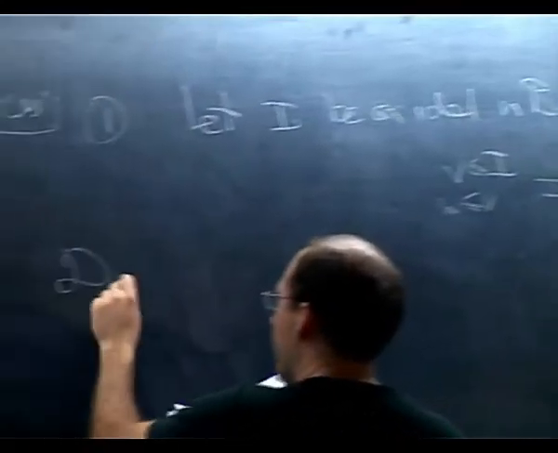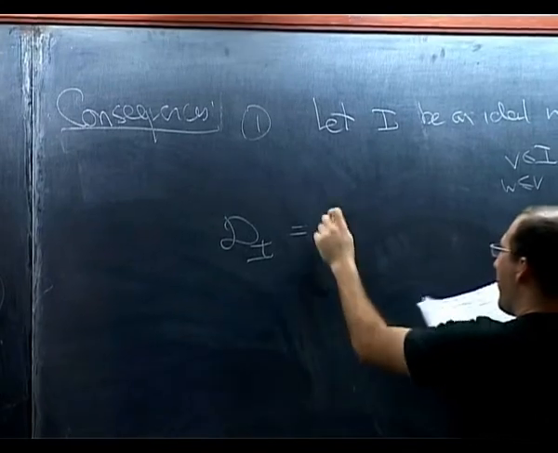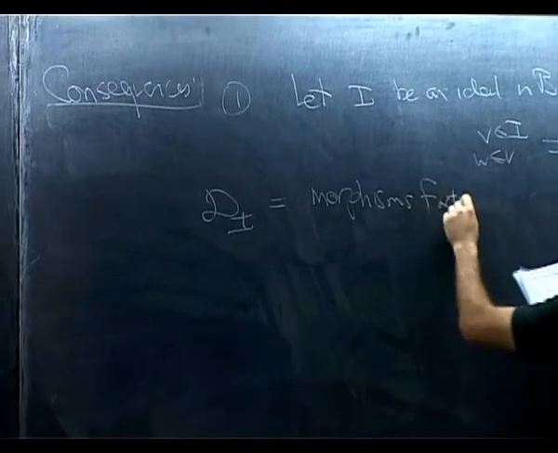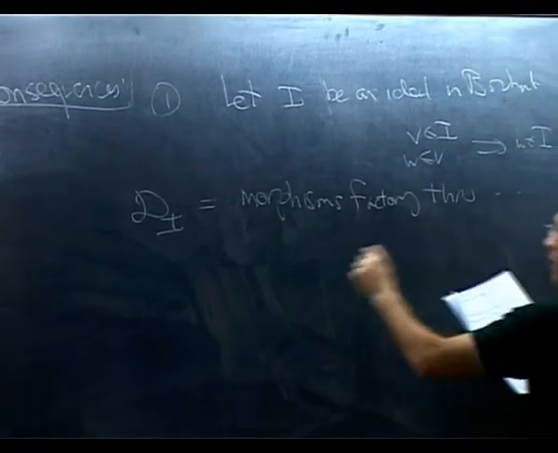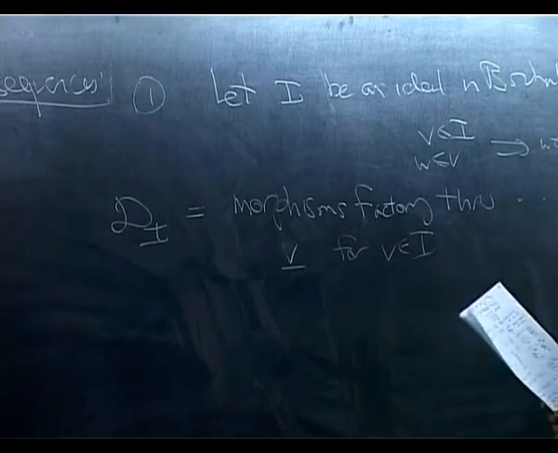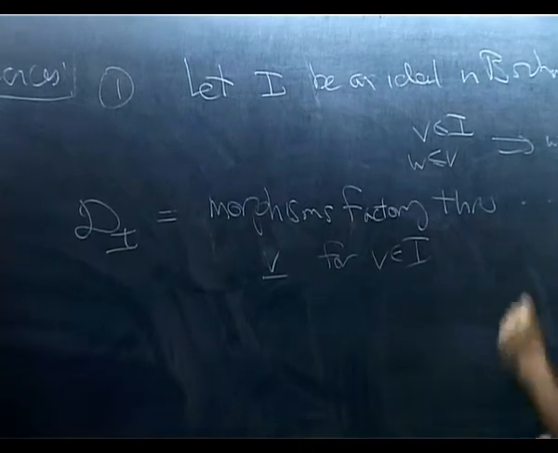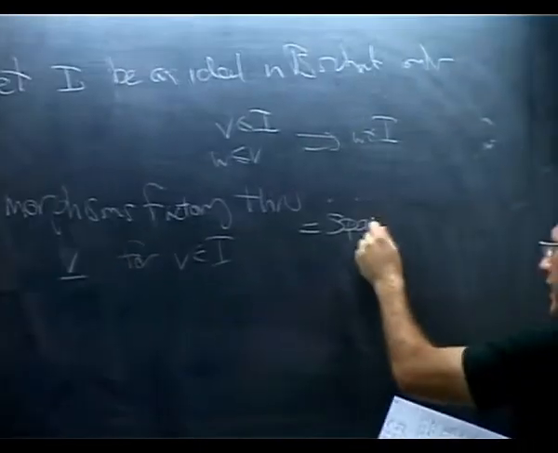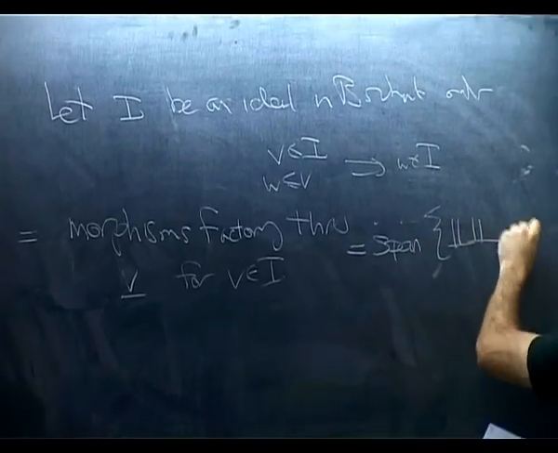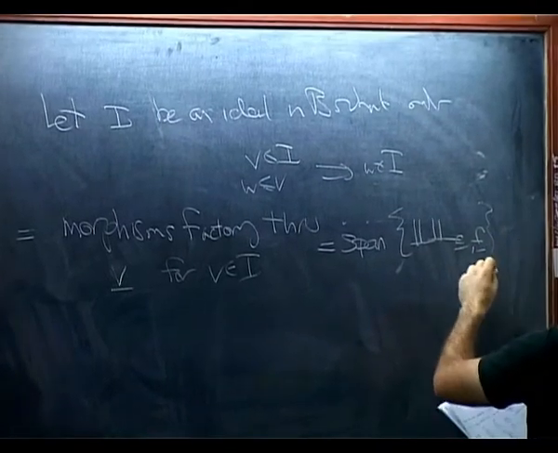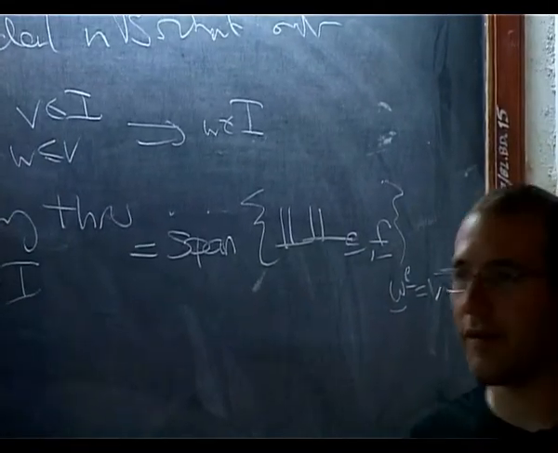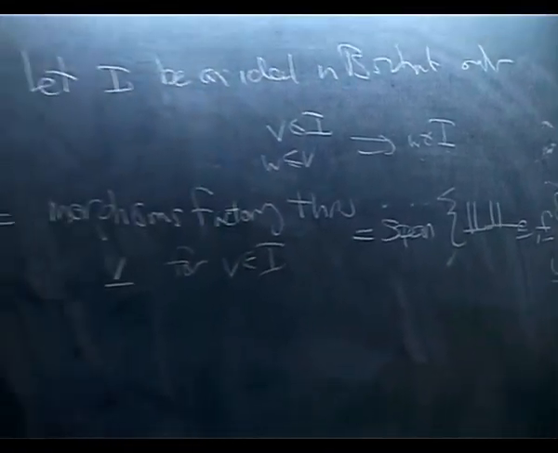So let D_I be morphisms factoring through a reduced expression for v for some v in this ideal. But this is also the same thing as the span in any given Hom space of those double leaves which factor in the middle through some element in the ideal. That's not very hard to show.